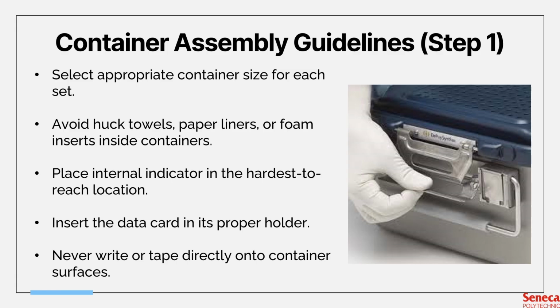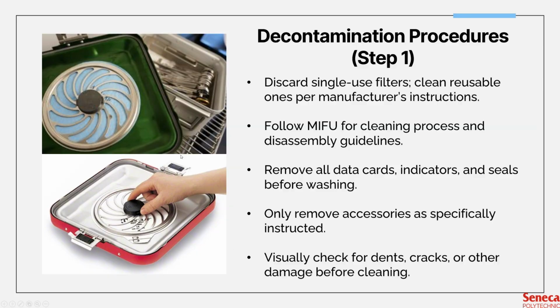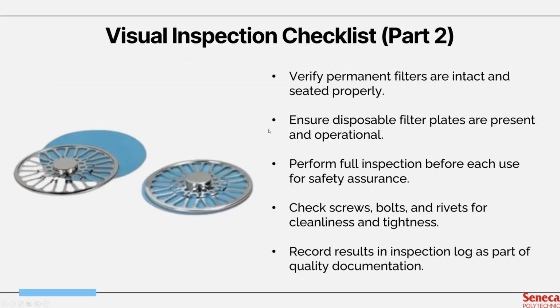And now looking at container assembly guidelines. When you're assembling containers, always begin by selecting the correct size for the instrument set or tray. You should avoid using huck towels, paper liners, or foam inserts inside as they can trap moisture or block sterilant flow. So it's actually okay to place huck towels on the tray itself, but never place them below the tray and the container, okay?